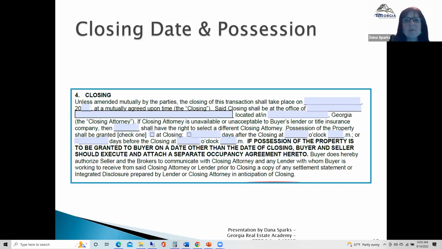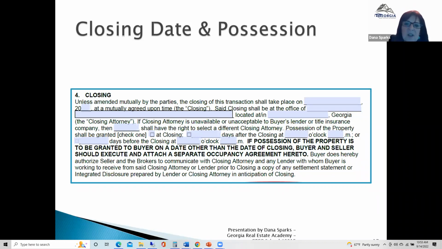Did you receive the earnest money? Did you deposit the earnest money? You should be following up on both sides and making sure that has been achieved. All right, we've got to move on.